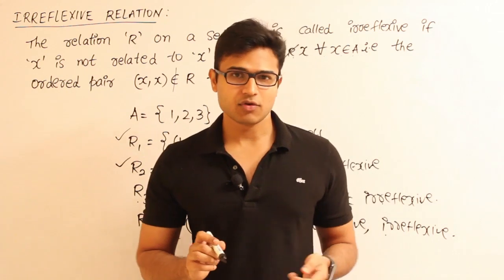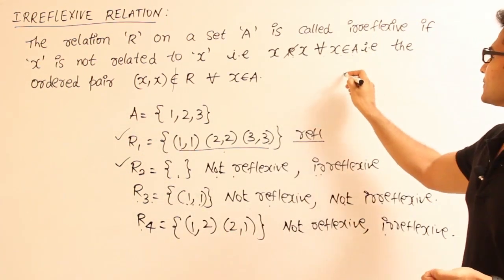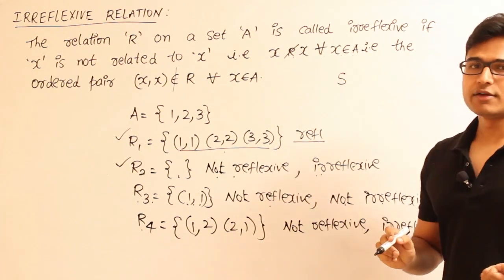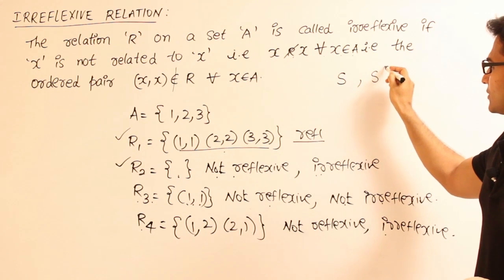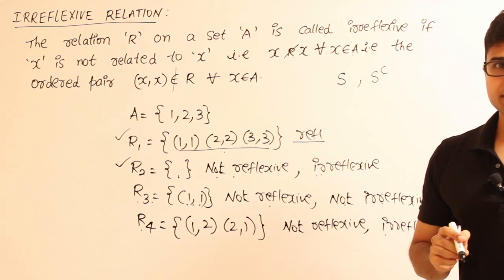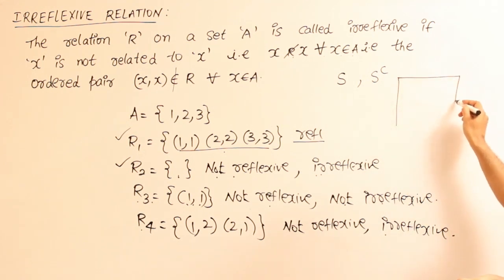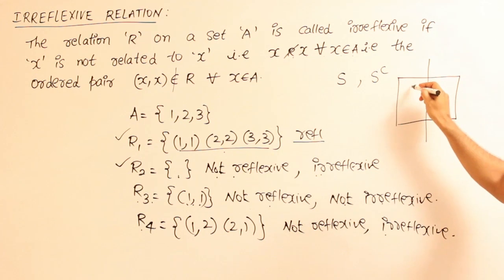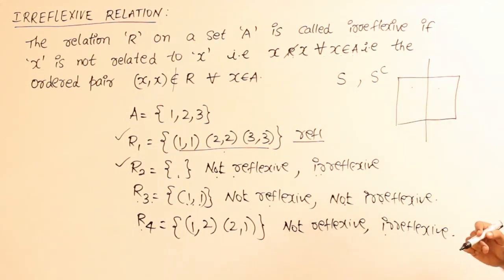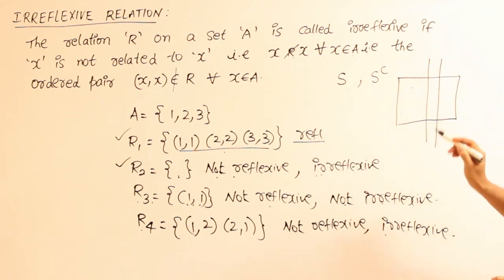right? Therefore you cannot say that, let us say, if set S is the set of all reflexive relations, then S complement is the set of all irreflexive relations. Or if you take the set of all relations like this, you cannot say that this is the set of all reflexive and this is the set of all irreflexive. No. What happens is, there will be some part here.